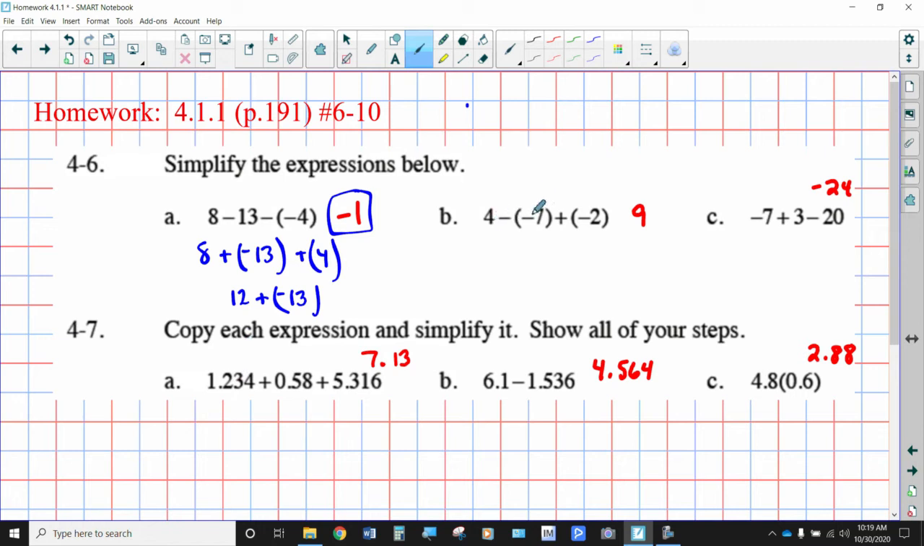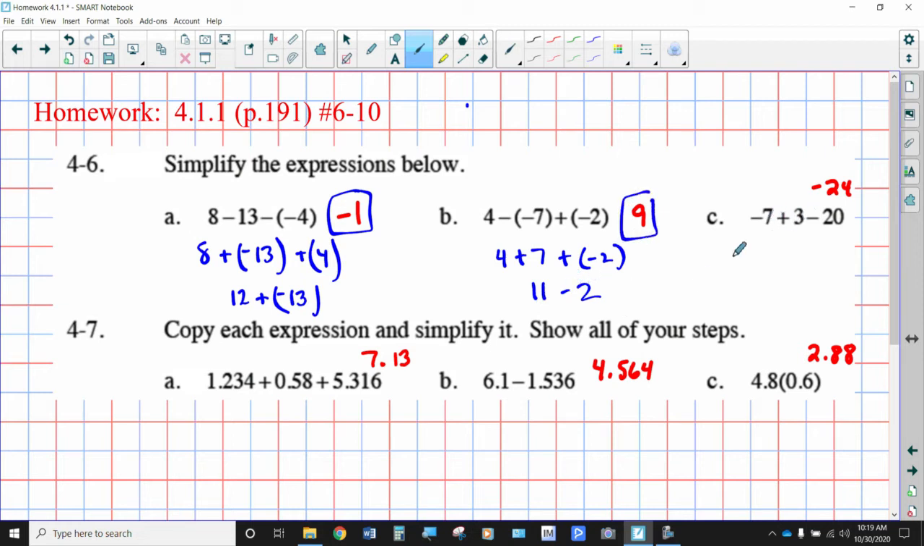Here we've got 4 minus a negative 7. So let's call that 4 plus 7. And then I'll leave that as plus a negative 2. So we end up with 11. And maybe I want to go back to subtraction if you want to, right? KFC works in both directions. I can keep flip change back to a subtraction problem because I know 11 minus 2 is equal to 9.